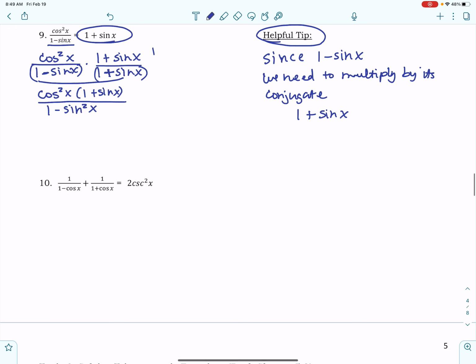So all I did here, multiply by the conjugate, that's all I did. And then I ended up with this right down here. Notice that I want to end up with 1 minus sine x, and I have it right here. So that means if I can find a way to reduce cosine squared x with 1 minus sine squared x, that would be really helpful.